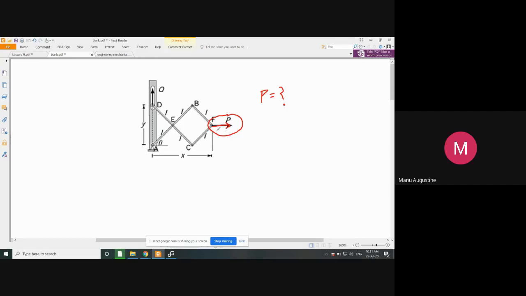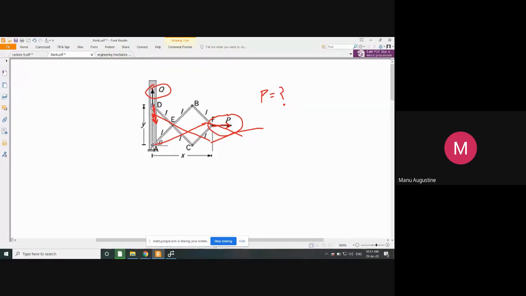It is simply said in the problem that if some force P is applied at this point, then obviously if you do not apply a force Q in the upward direction, this link is going to move downwards. Why? Because this whole mechanism will get extended like this. This whole mechanism will get extended like this, and this point will climb downwards to this point.